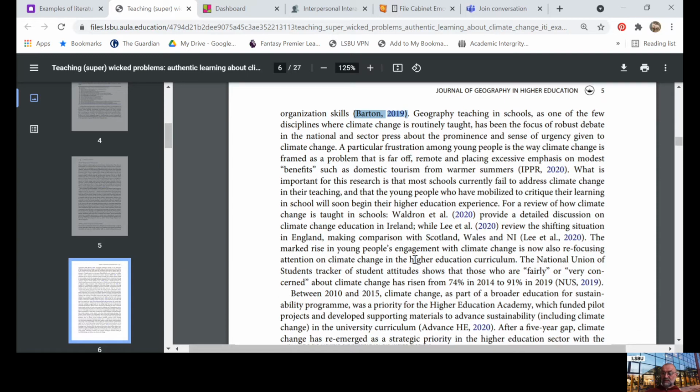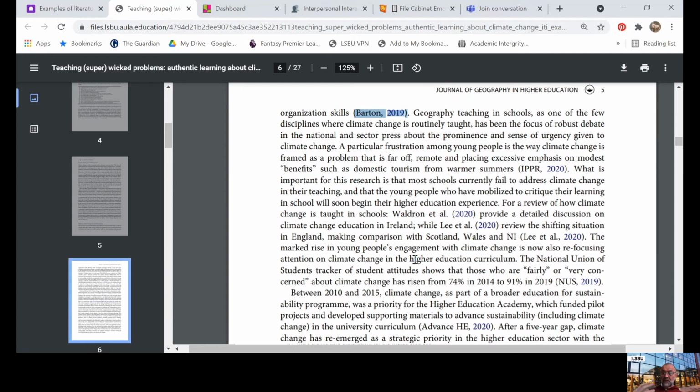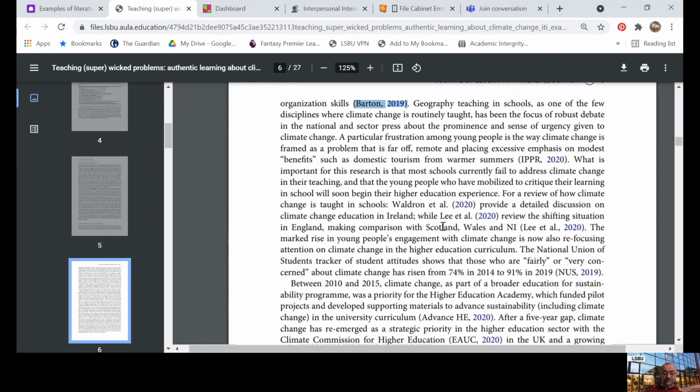Overall, my recommendation to really get your head around how literature reviews work is to read literature reviews. The more literature reviews you read, the better your understanding will be of how they work, and you'll just become more familiar with the kind of language and the way that authors use literature.